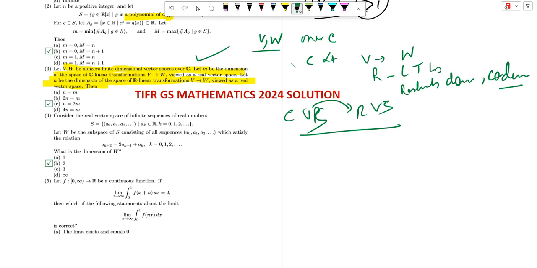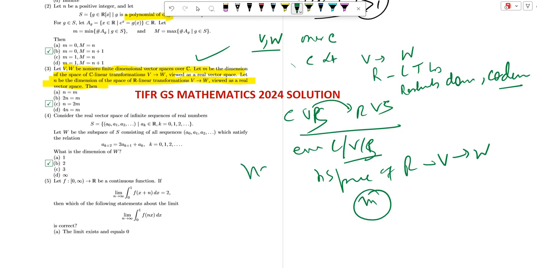This is because every element of a complex vector space can be expressed as a linear combination of the basis vectors and their multiplication with the imaginary unit. Therefore the dimension of the space of R-linear transformations from V to W, viewed as real vector spaces, is twice the dimension m. So n equals 2m. So C is the correct answer. Let's proceed to question number 4.